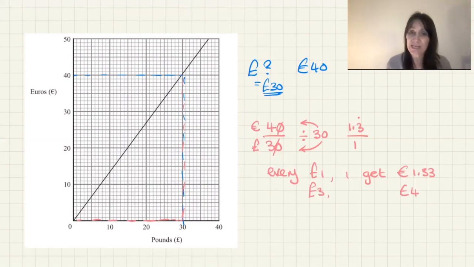There's nothing really wrong in saying for every £30, I get 40 euros, because it's still true, isn't it? But they generally like it simplified down and then interpreted. So I always go to 1. Nine times out of 10, you end up with a number that's pretty sensible and you can make a comment about what you're looking at.